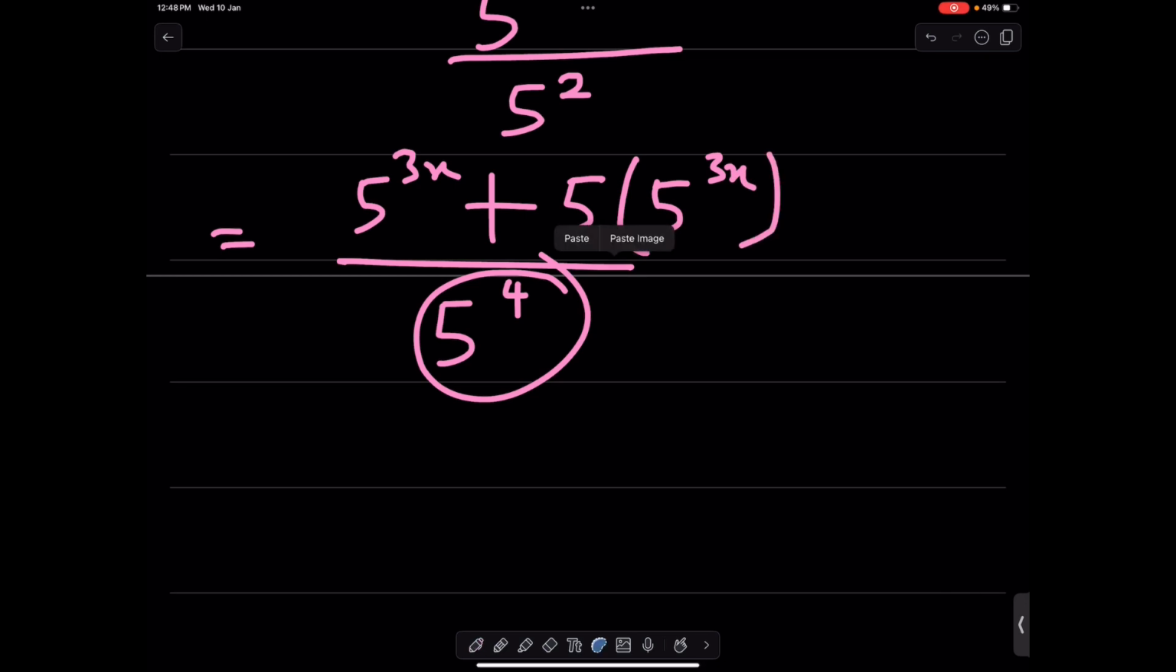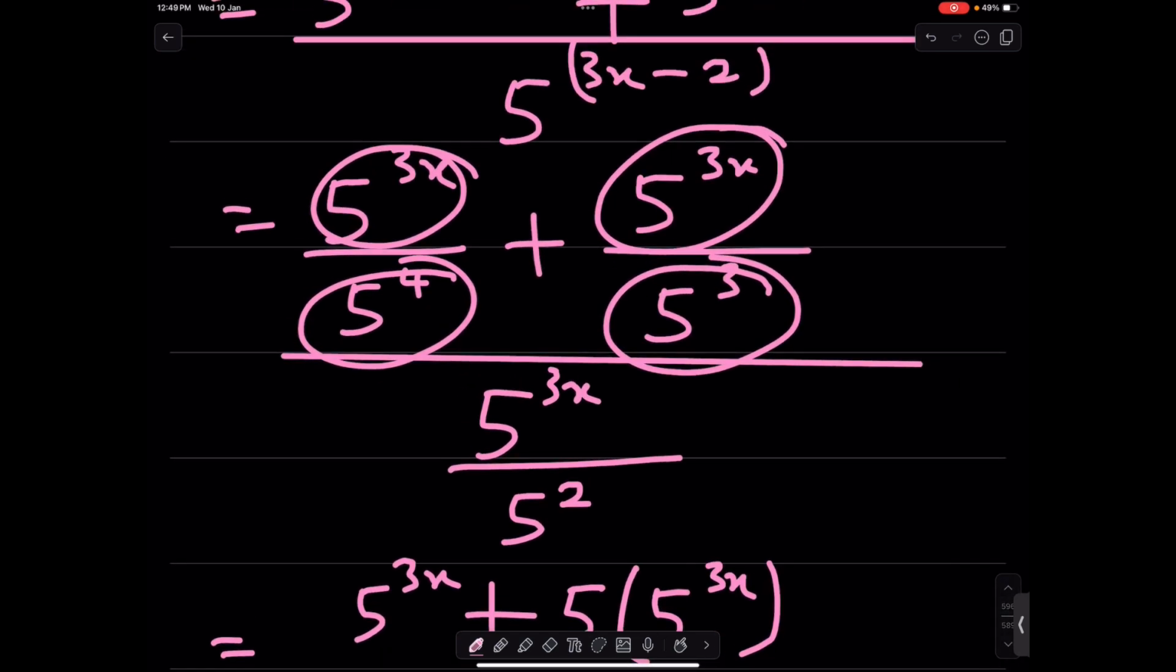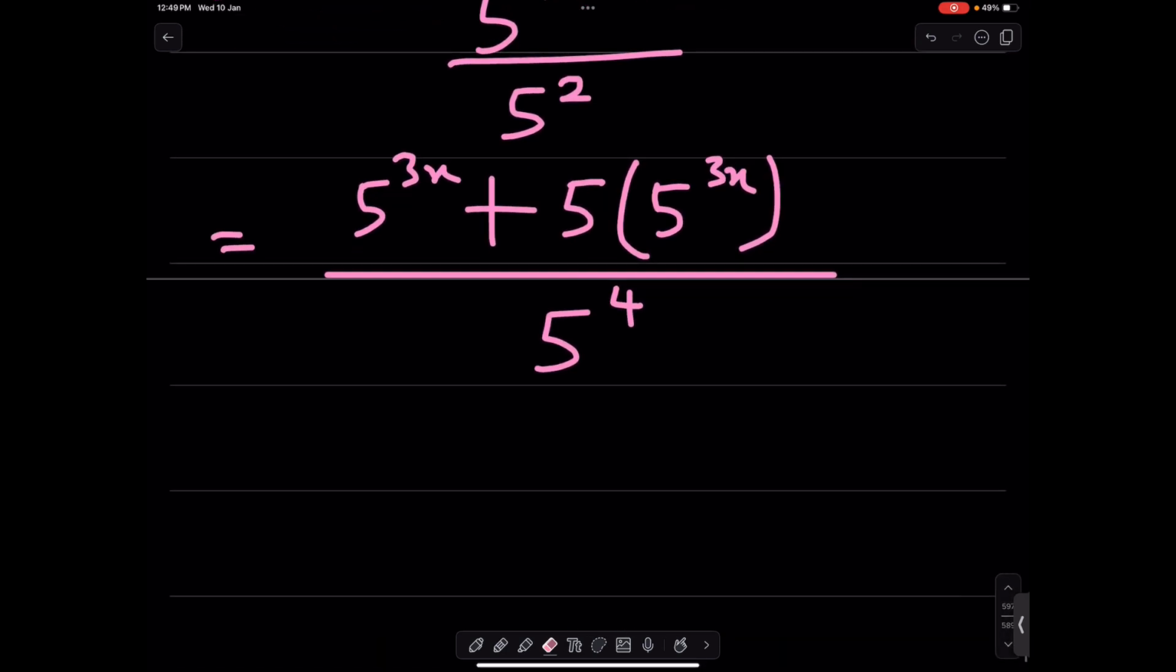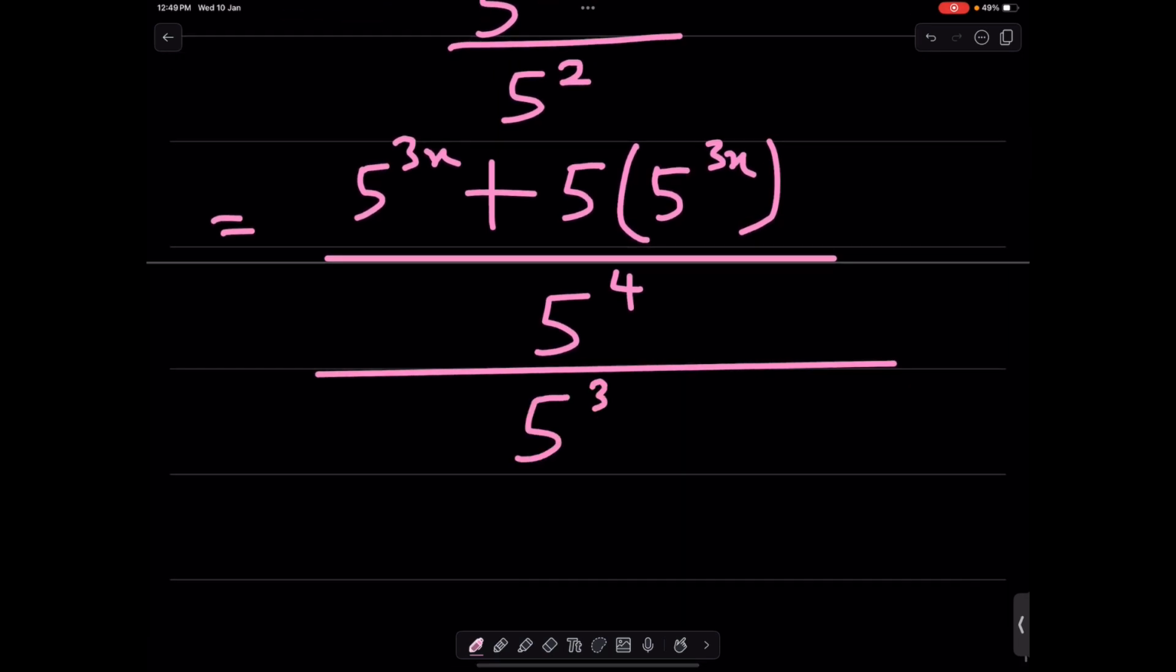Now let me draw a better line. Yes, so that's it. This is 5 raised to the power 4. We have simply added the fractions at the numerator. 5 raised to the power 3x over 5 raised to the power 4 plus 5 raised to the power 3x over 5 raised to the power 3 is the same as 5 raised to the power 3x plus 5 times 5 raised to the power 3x over 5 raised to the power 4, divided by the denominator, which remains 5 raised to the power 3x all over 5 raised to the power 2.